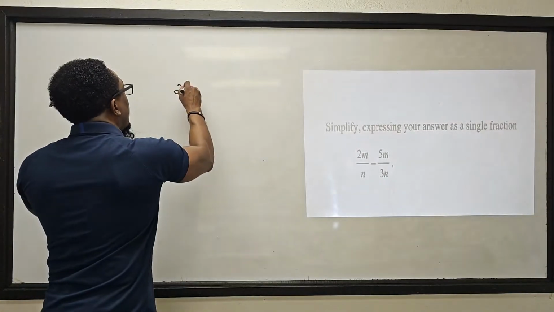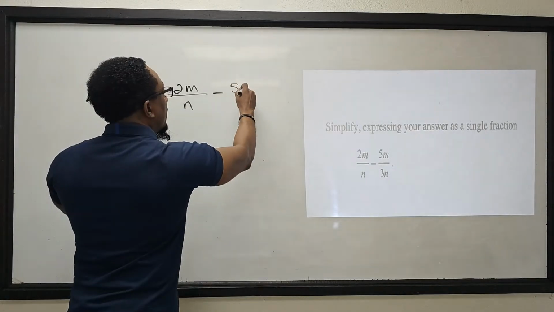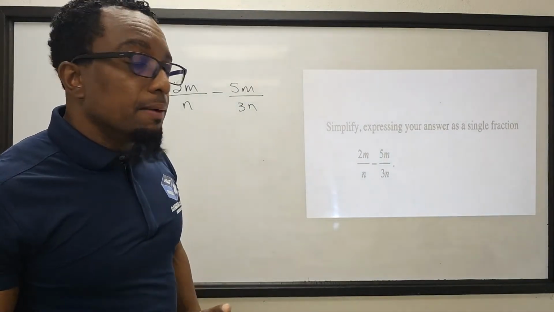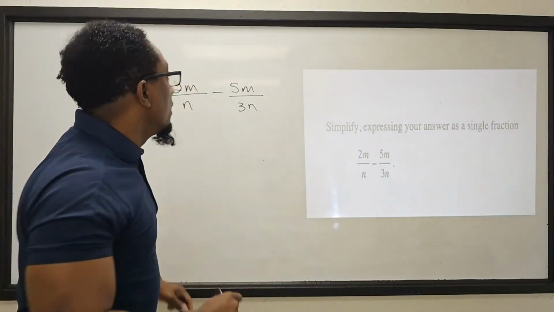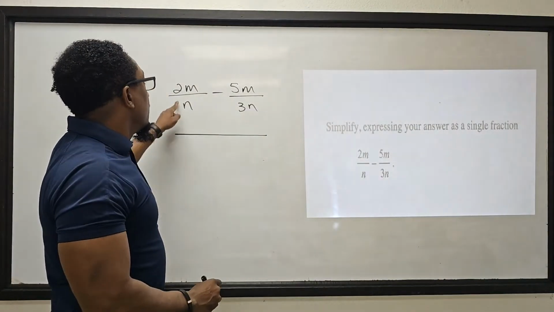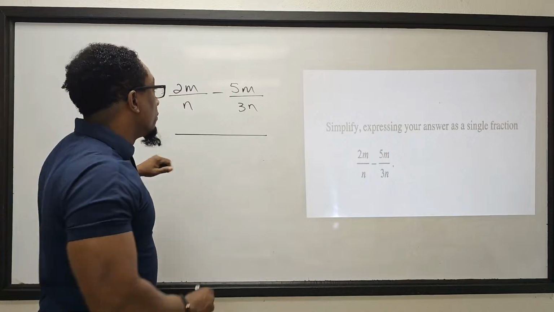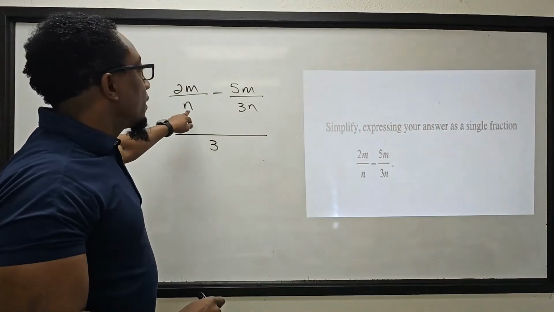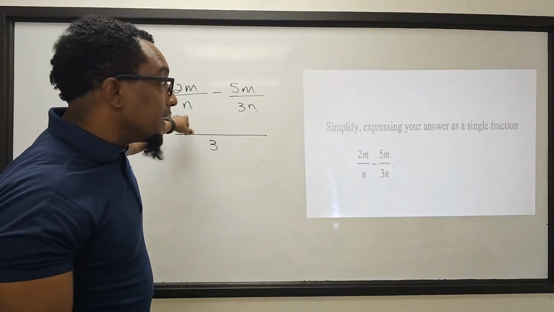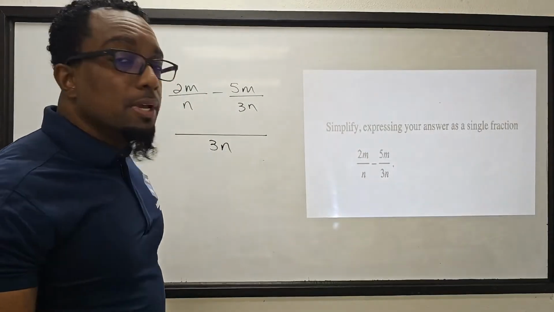So I have 2m over n subtract 5m all over 3n. So you have to find the LCM. We're subtracting those two algebraic fractions. We find the LCM. I draw my line, and the LCM will be, of course, 1 is understood in front of n, so the LCM, lowest common multiple of 1 and 3 will be 3. And of course, n is the only variable in the denominator, so n will automatically be a part of the LCM. So my LCM there is 3n.